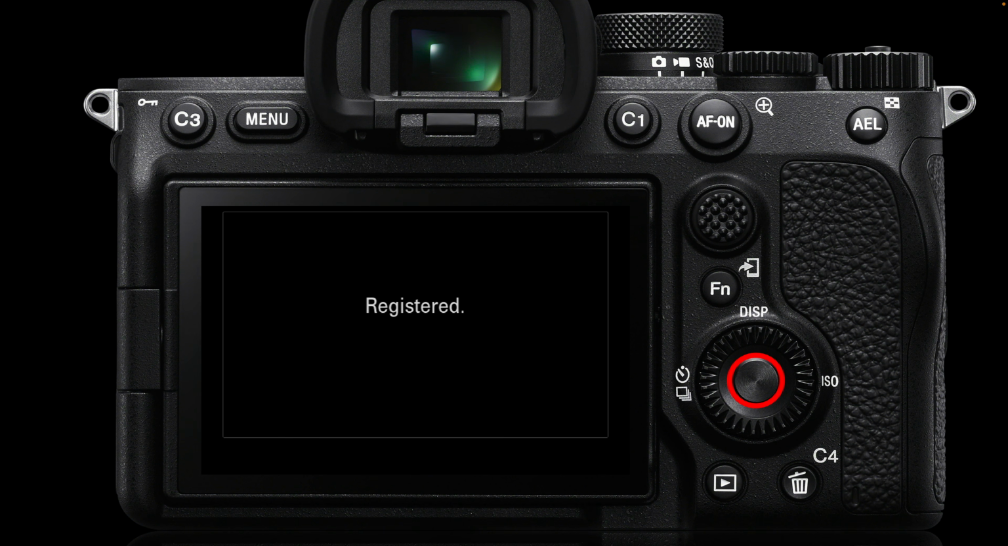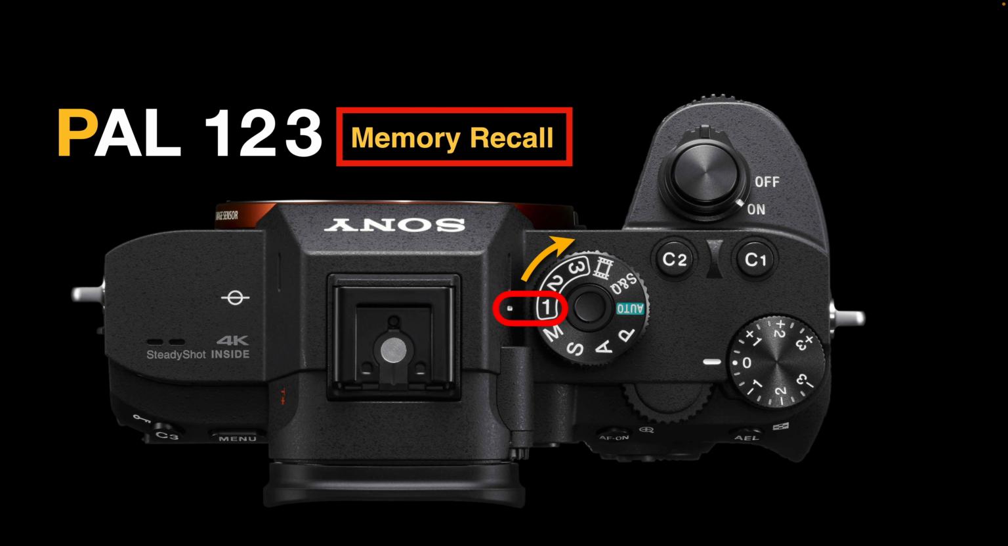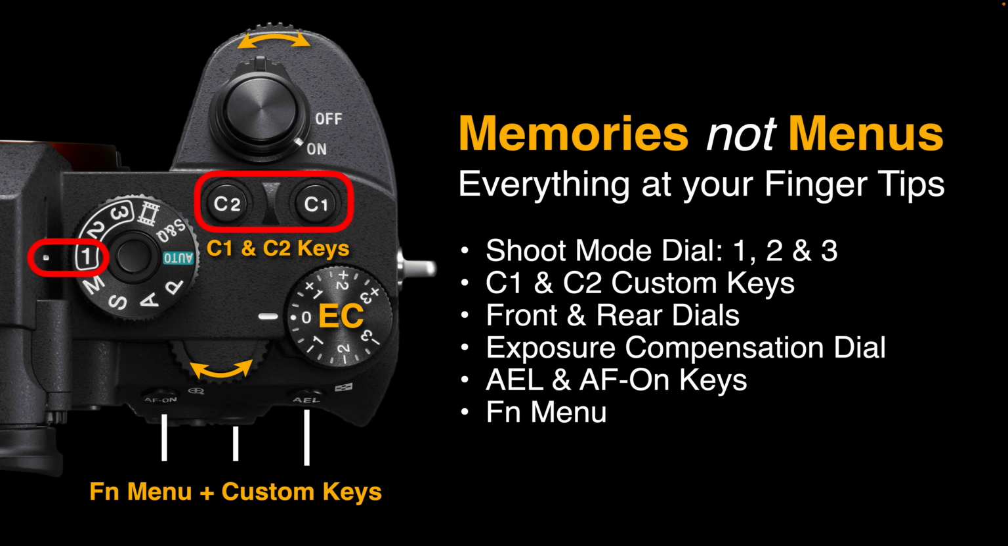Once you press that center button in the control wheel, you'll get the confirmation that you've registered these groups of settings. Now you simply recall them by dialing in 1, 2, 3 on the shoot mode dial. Now these are just starting point settings. You can modify and fine tune your settings as you're working in this particular genre of photography. Now I will have everything at my fingertips.